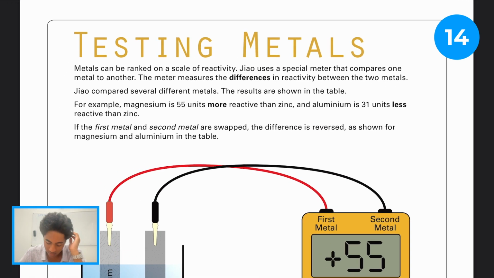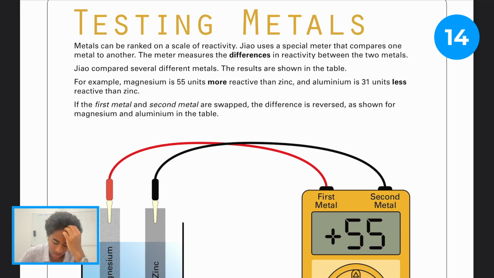Metals can be ranked on a scale of reactivity. JAR uses a special meter that compares one metal to another. The meter measures the differences in reactivity between the two metals. JAR compared several different metals. The results are shown in the table. For example, magnesium is 55 units more reactive than zinc, and aluminium is 31 units less reactive than zinc.